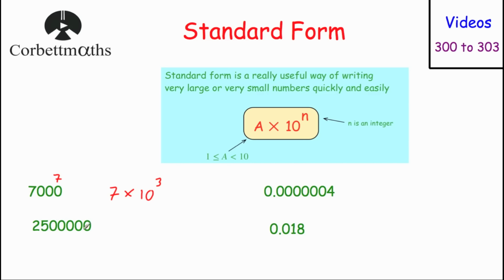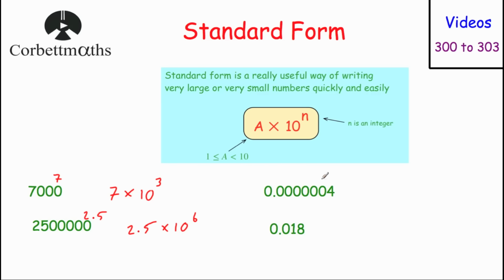Next, we've got 2,500,000. So we've got to choose a number between 1 and 10. So a sensible choice here would be 2.5 and then times 10 to a certain power. So let's put 2.5 in. So the 2 would be in the ones column or the units column there. We'd have our decimal point and we'd have our 5. And we want to move the digits 1, 2, 3, 4, 5, 6 columns to the left. So we would have to the power of 6. So 2.5 times 10 to the power of 6 would be 2,500,000.